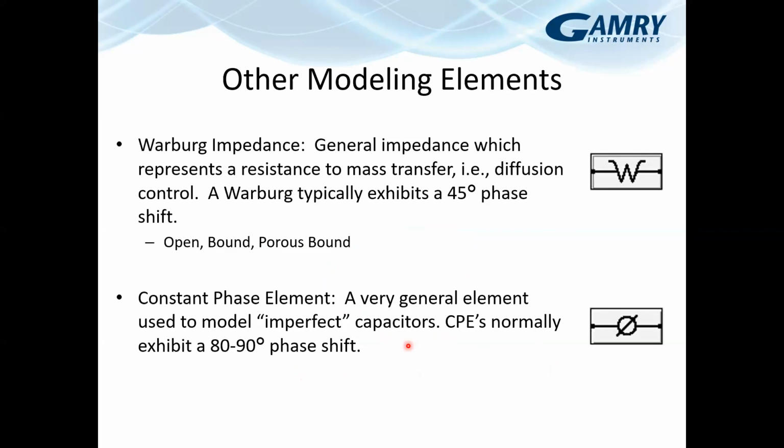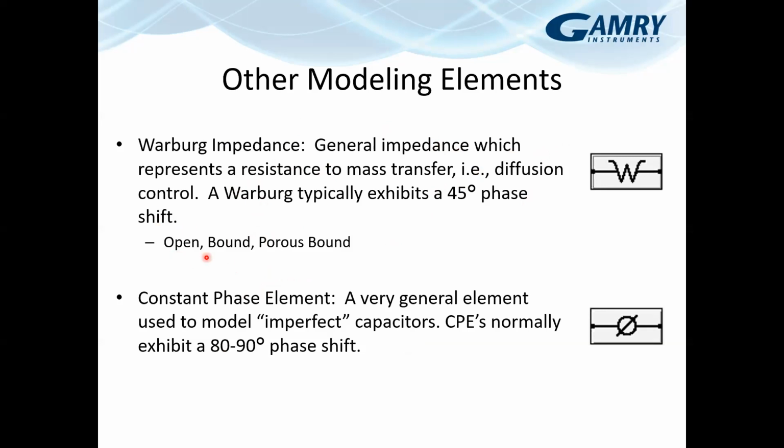Electrochemistry's got more going on than that, and the two most noteworthy modeling elements that we need to deal with are Warburg impedance and a constant phase element. The Warburg impedance element is a general impedance circuit element that represents resistance to mass transfer. So this is our diffusion control. This is going to exhibit a 45-degree phase shift. There are multiple varieties of a Warburg.